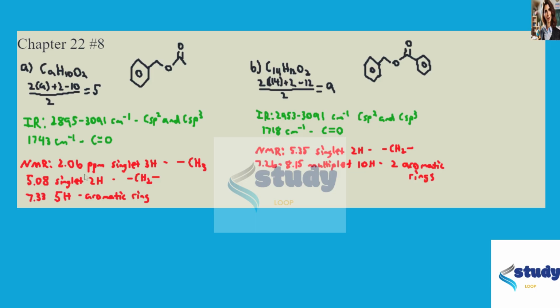5.08 is a pretty good shift. It means that those protons are in a very electronegative environment. So that to me says that we have a CH2 group and that it's connected to one or more electronegative groups. And lastly, we have a signal with a chemical shift of 7.33, and an integration of 5.